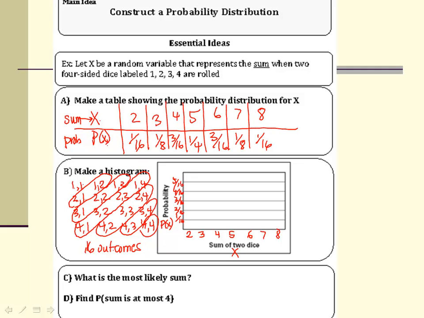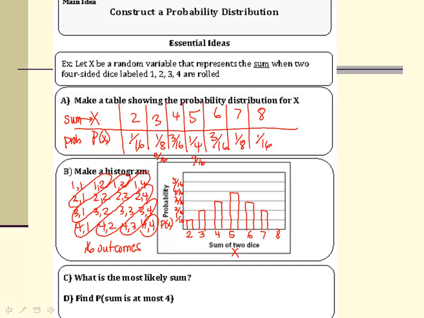And so what I'm going to do is put a bar for every sum. So at 2, we only had a probability of 1/16. At 3, we had a probability of 1/8, which was 2/16. So I go up to 2/16. At 4, our probability was 3/16. At 5, 1/4 was the same thing as when we reduced 4/16. At 6 goes back to 3/16.